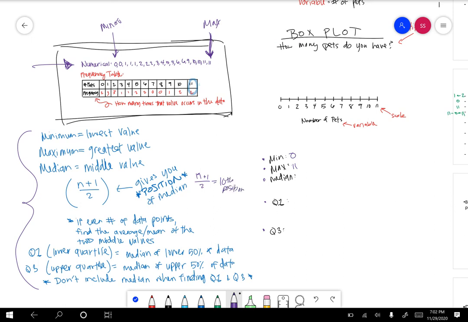So you need to look at the numerical order data set and find the 10th number, which in this case was 4. That's what we calculated before. So our median then would be 4, and that's the middle number.